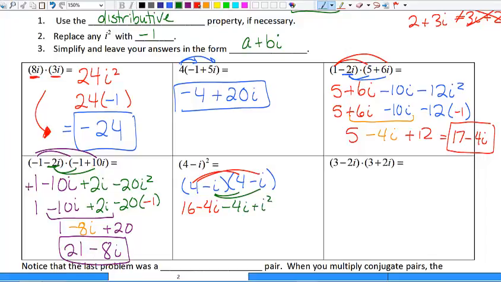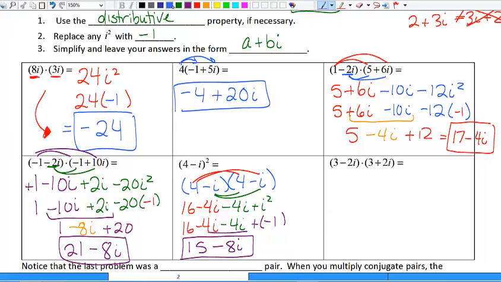Now i squared is equal to negative 1, so I'm going to replace that with a negative 1. Okay, so now I'm going to combine like terms. It looks like the two middle terms add up to be negative 8i. Those do not cancel out or add to 0, because they're both negative, so that makes it a bigger negative. 16 minus 1 is 15, and that is my final answer, 15 minus 8i, which is in a plus bi form.